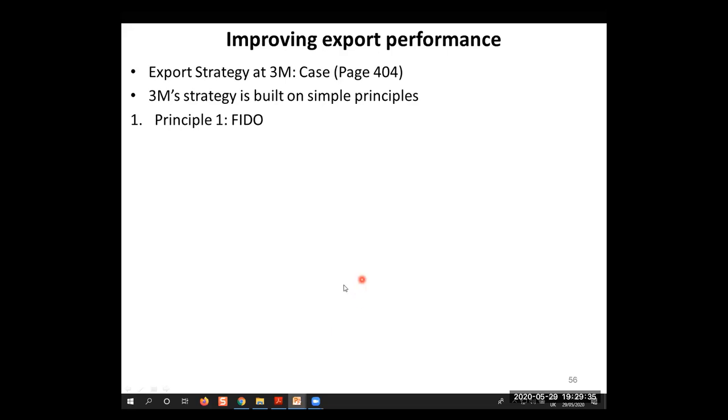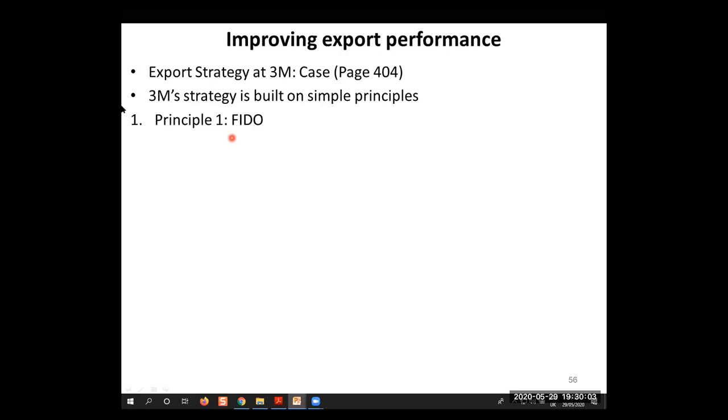Exporting strategy at 3M. As I regularly and repeatedly say, this course is a highly case-based course. We don't want to memorize handouts and I don't want to flood you with thousands of pages of handouts. Rather, we have to be very critical of what we are saying, and all things should be supported with real-world cases.